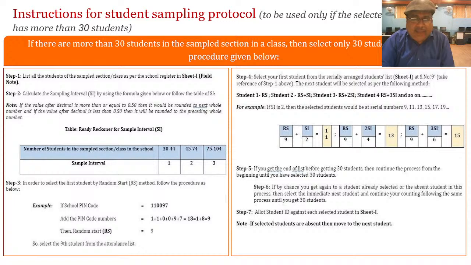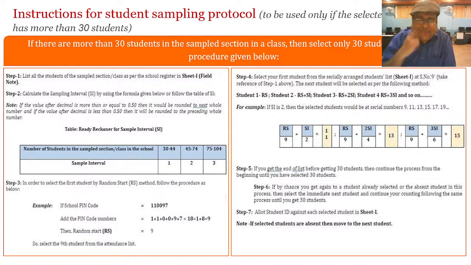So naturally what you have to do, say for example I am taking 45 students, then 45 is to be divided by 30, and if it comes to 1.2, then the nearest integer that is taken is 2. But whenever it is 44 and that is divided by 30, naturally it is less than 1.5, and there the sample interval, that is known as the SI, is to be taken as 1. And if the number of students in a section is more than 75, it will be 3. So that is known as the sample interval.